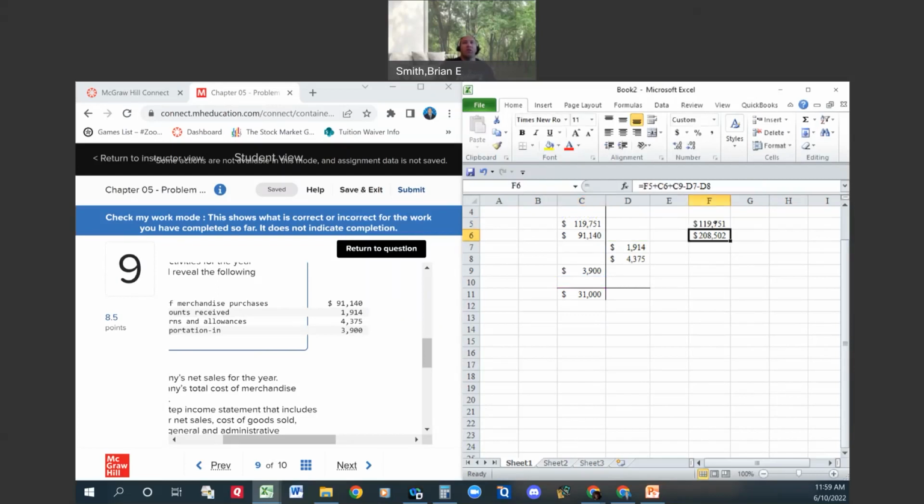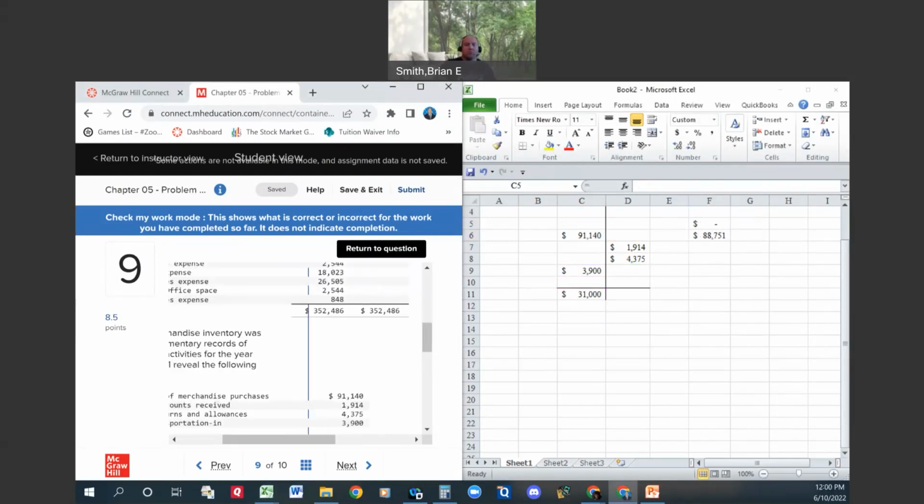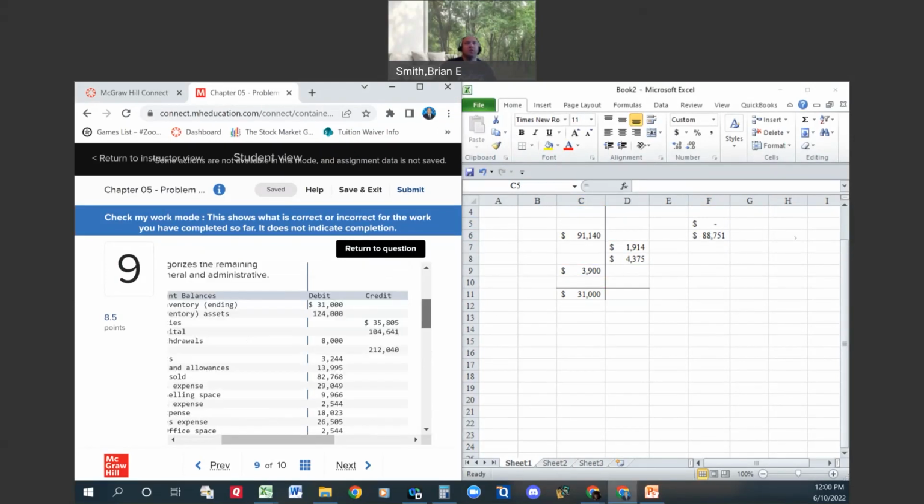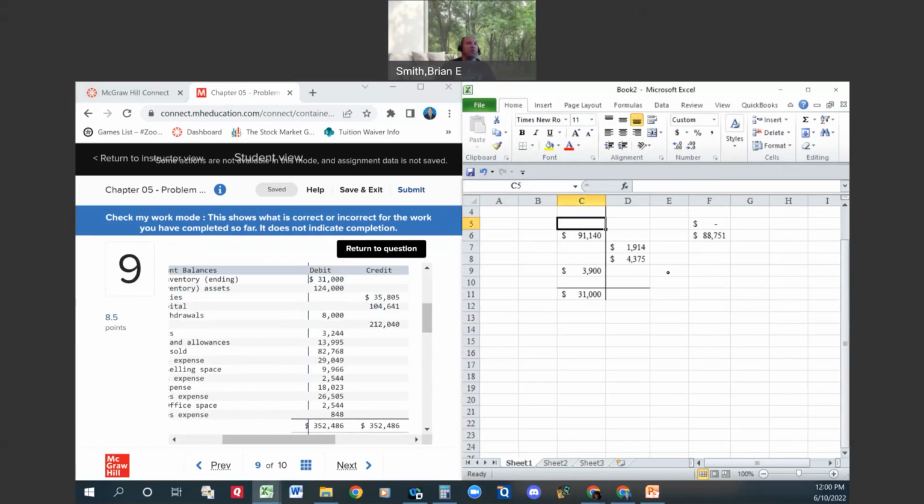Okay, so we got 119. We add in these, subtract out these. Oh, wait. And then subtract. Oh, no, because it's supposed to equal 31,000. I know what I screwed up on. I forgot cost of goods sold. Duh. See? Cost of goods sold is going to be 82,768. Now let's do it. We'll probably get that better off.